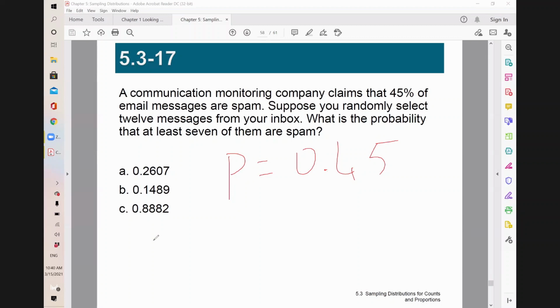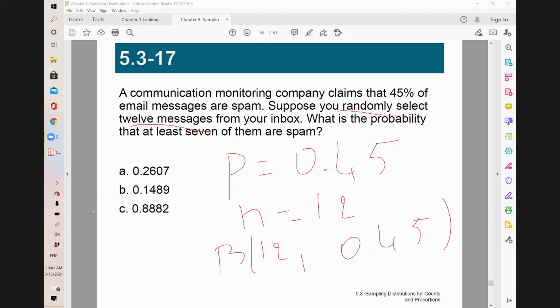We suppose that randomly we select 12 messages from your inbox. So the probability of being spam is 0.45. We select randomly how many? 12 messages. Then n equals 12. For the first one we have 0.45, for the second 0.45, and so on. That's why it's a binomial distribution where n equals 12 and p equals 0.45. I hope it's clear. What is requested? For sure it's a binomial distribution where n equals 12 and p equals 0.45.